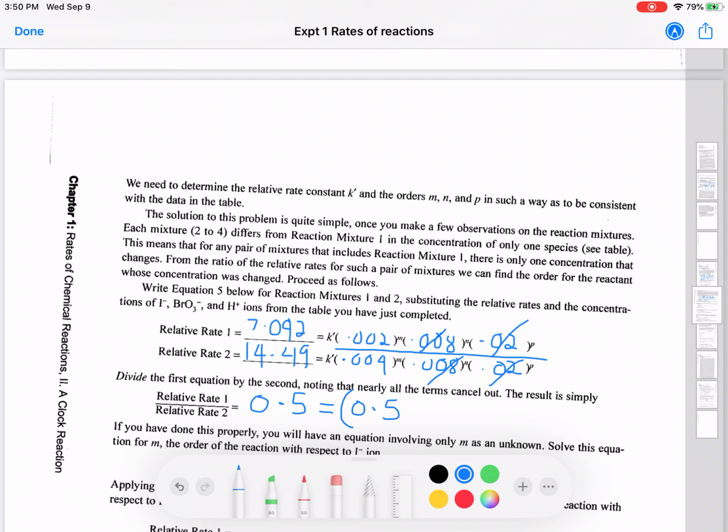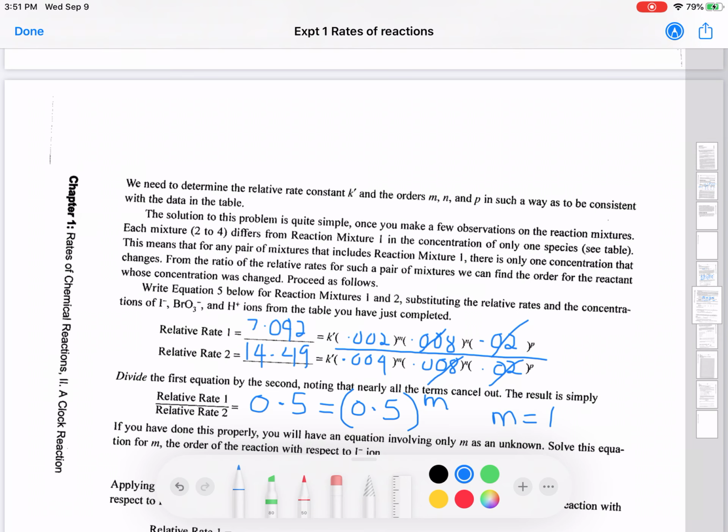And then this one, since they both are m, that's going to be your order m. So what's going to be the value for m? 0.5. When you raise to which power will you get 0.5? m would be 0? No. 2? No. It's 1. Right? m would be 1. So you found the order of the reaction with respect to iodide as 1.